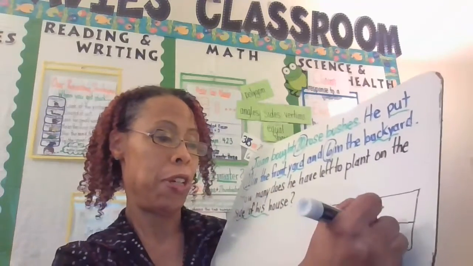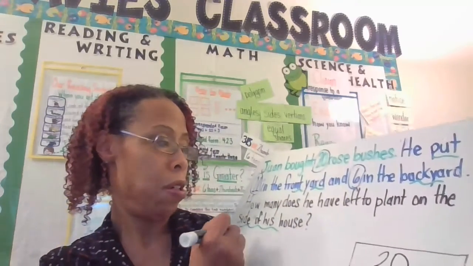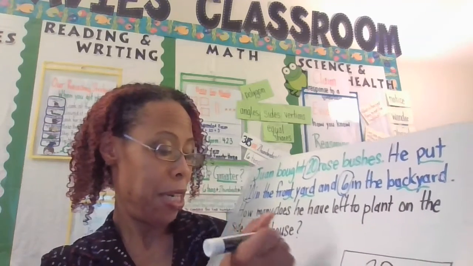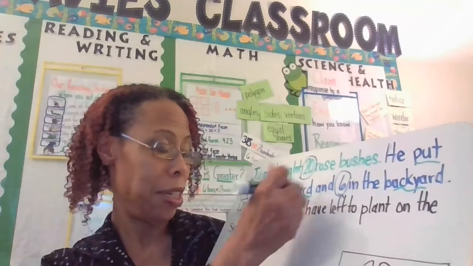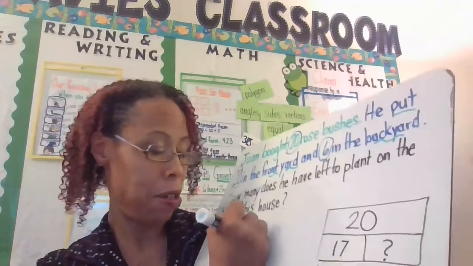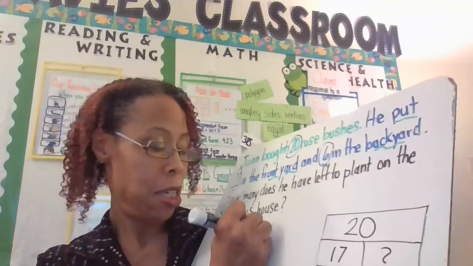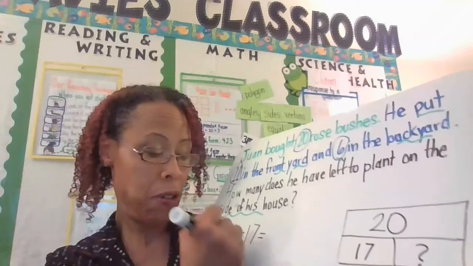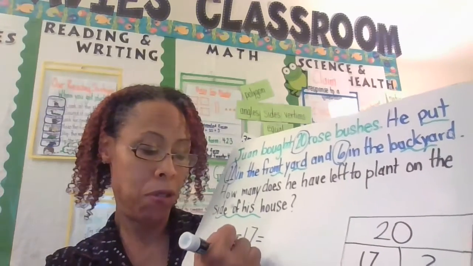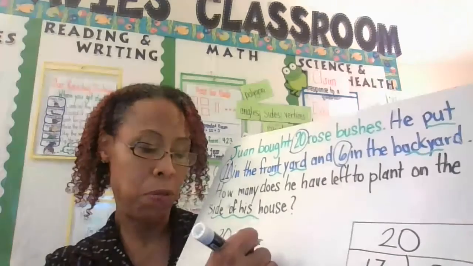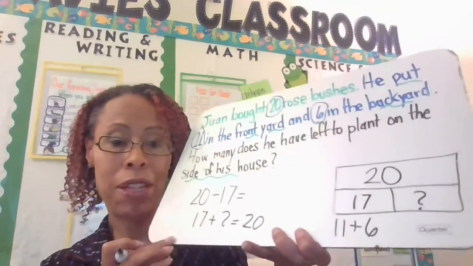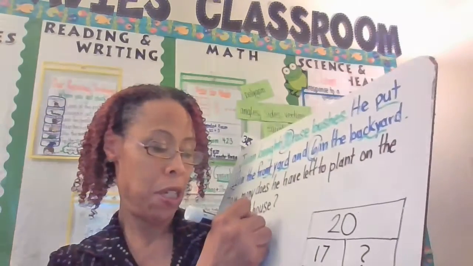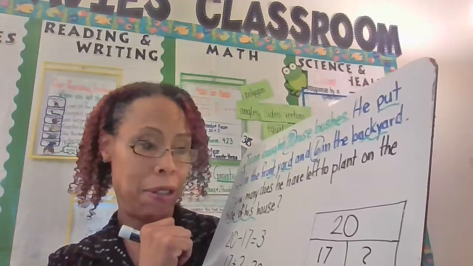All right, and we're trying to find the unknown. So that problem would look like this. 20 minus, and now we know it's 17, 11 and 6. So 11 in the front yard, 6 in the backyard. So that's 17. Okay, 20 minus 17 is, now if that's difficult for you to do in your head, mental subtraction, mental strategies, think about 17 plus what equals 20. So 17, 18, 19, 20. That's 3 more. All right, so 20 minus 17 is 3.